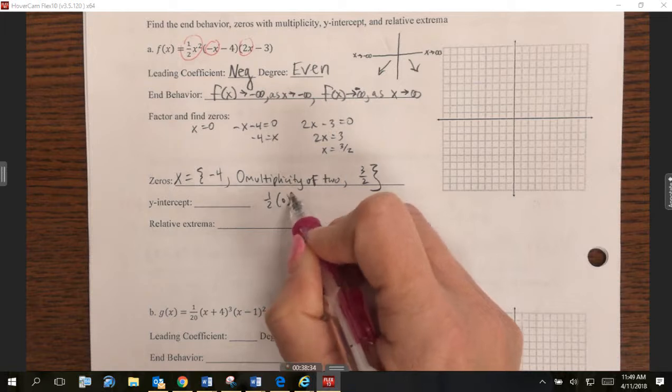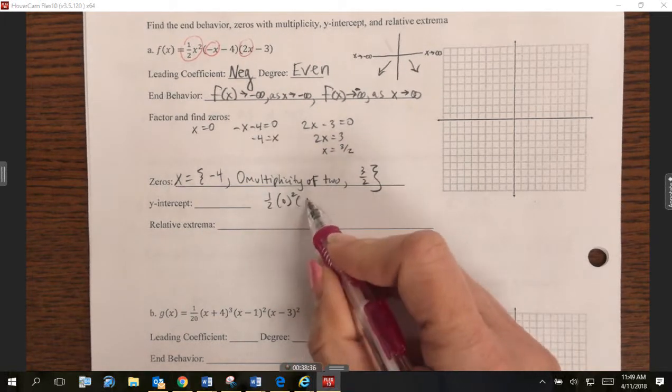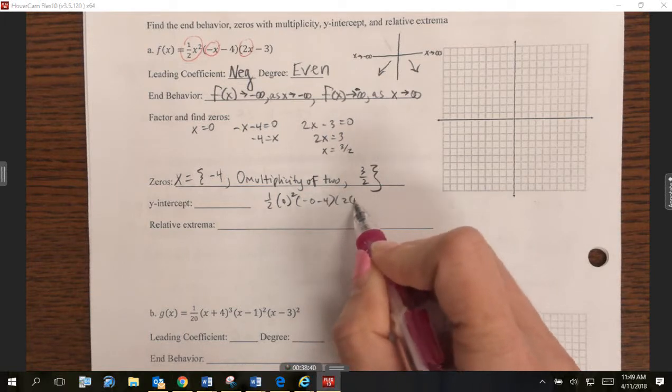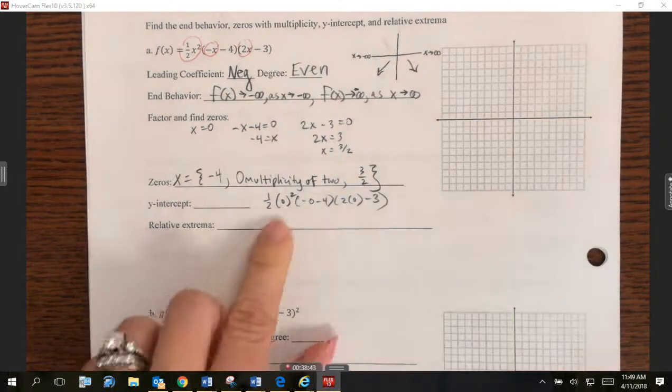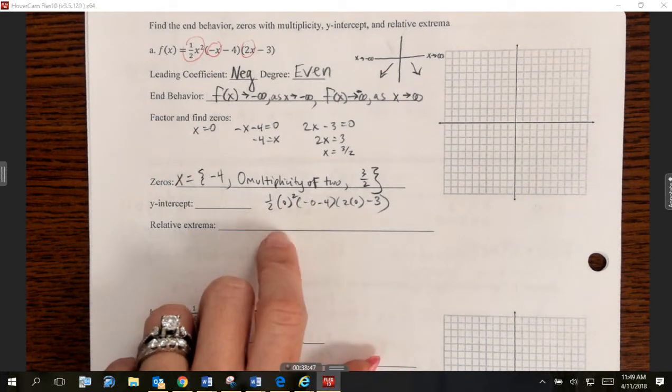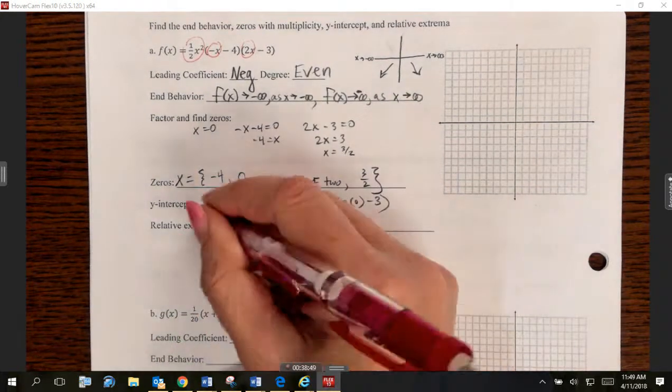I start plugging in 0 for x, and the first x that I plug it into, I should know the answer already, even though I'm writing the whole thing. What happens when you plug in 0 for x right there? And it multiplies by everything. You get 0, so this will be 0 there.